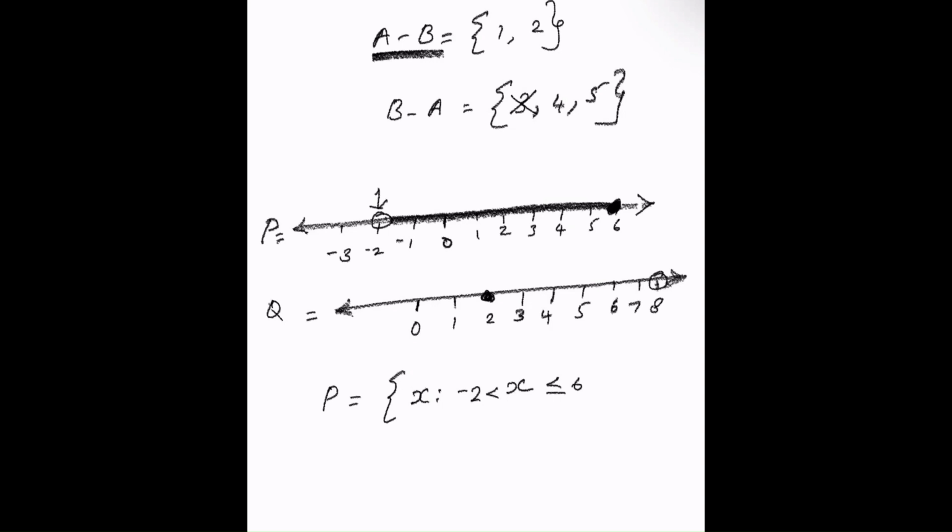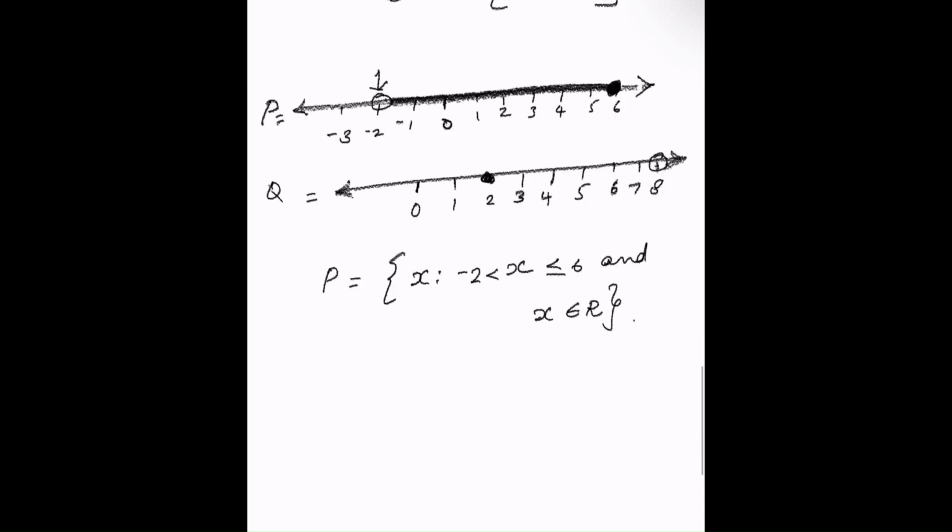So when it is a hollow circle, you just put the less than or greater than symbol. When it is a darkened circle, you have to put less than or equal to, or greater than or equal to. Now here: X such that -2 < X ≤ 6, and X is an element of real numbers. That's it. So this is what you have to write for P. This is the set builder form.